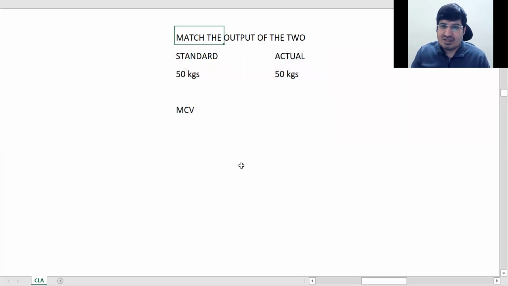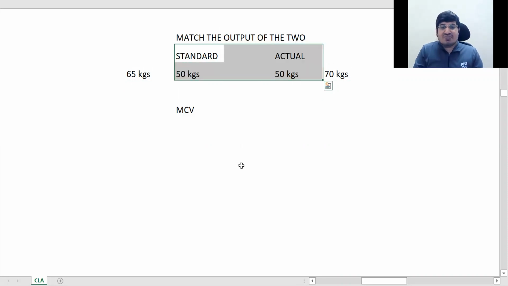ठीक है, हो सकता है कि 50 kgs बनाने के लिए स्टैंडर्ड में इनपुट 65 kgs बताया गया और एक्चुअल में आपको 70 kgs लगा। तो वेरिएंस एनालिसिस करने से पहले आप क्या करेंगे? दोनों का आउटपुट सेम होना चाहिए। उस पॉइंट पर फिर आप वेरिएंस निकालेंगे। ओके, दैट्स द फर्स्ट स्टेप.